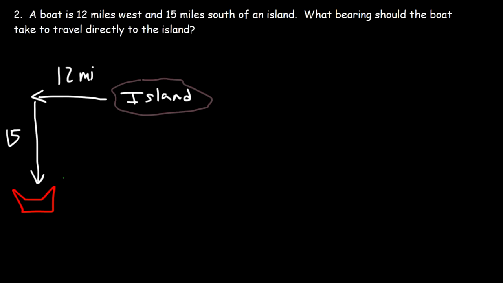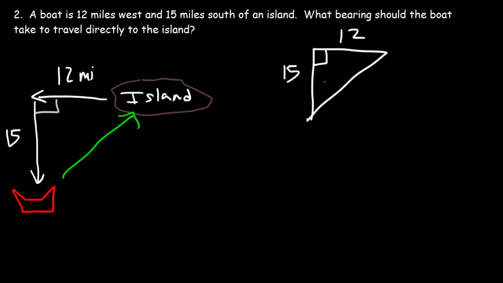The boat has to travel in this direction. So we need to find what the angle is at that point. So let's turn this into a right triangle. So this is 12, this is 15. What is the angle theta? So 12 is opposite to the angle and 15 is adjacent to it. So we need to use the tangent function.